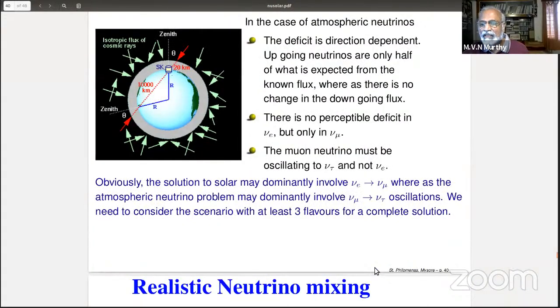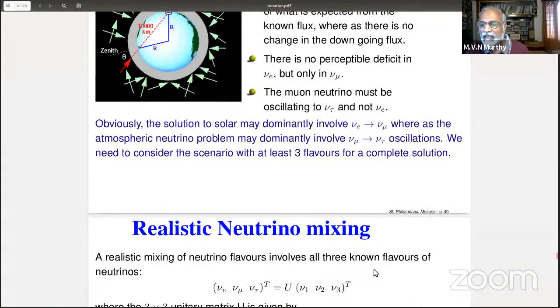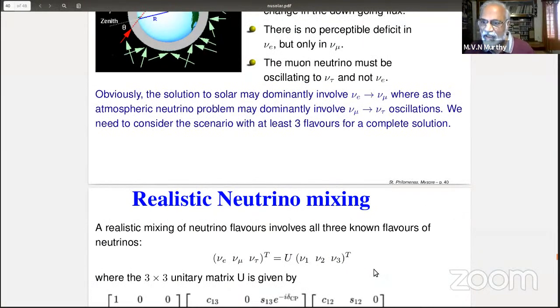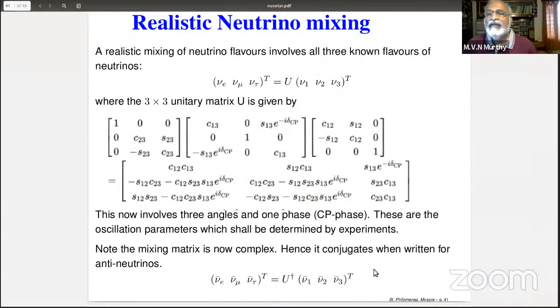Now, in a realistic neutrino mixing, I'll just mention this. I will not work out anything because this is quite complicated, and even analytically, you will have to make some approximation, so it is unnecessary. In a realistic case, let me make a few statements. There are three neutrino flavors: electron neutrino, muon neutrino, and tau neutrino. These are the flavors, and they are mixtures of mass eigenstates nu1, nu2, and nu3.